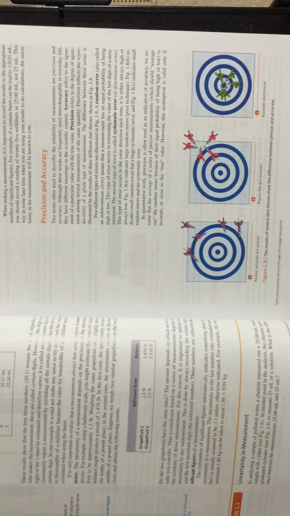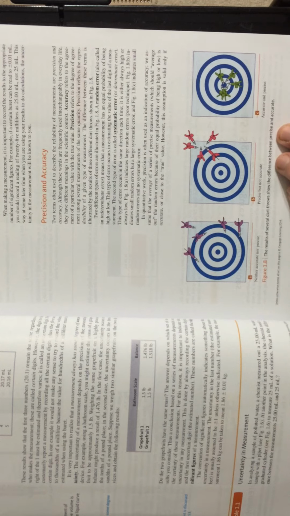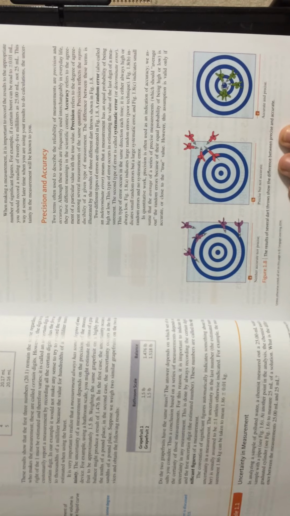Figure 1.8a indicates large random errors, poor technique. Figure 1.8b indicates small random error but a large systematic error. And figure 1.8c indicates small random errors and no systematic error. In quantitative work, precision is often used as an indication of accuracy. We assume that the average of a series of precise measurements, which should average out the random errors because of their equal probability of being high or low, is accurate or close to the true value.